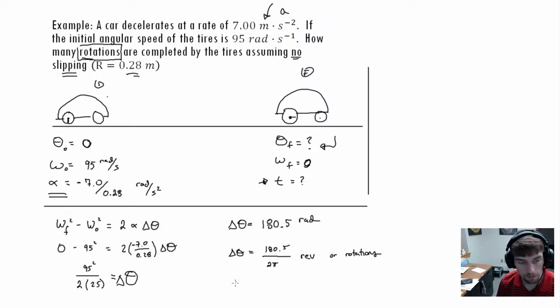And we're golden. If something like delta theta is equal to, I have 28.7 revolutions. That's it. Of course, you could go further.